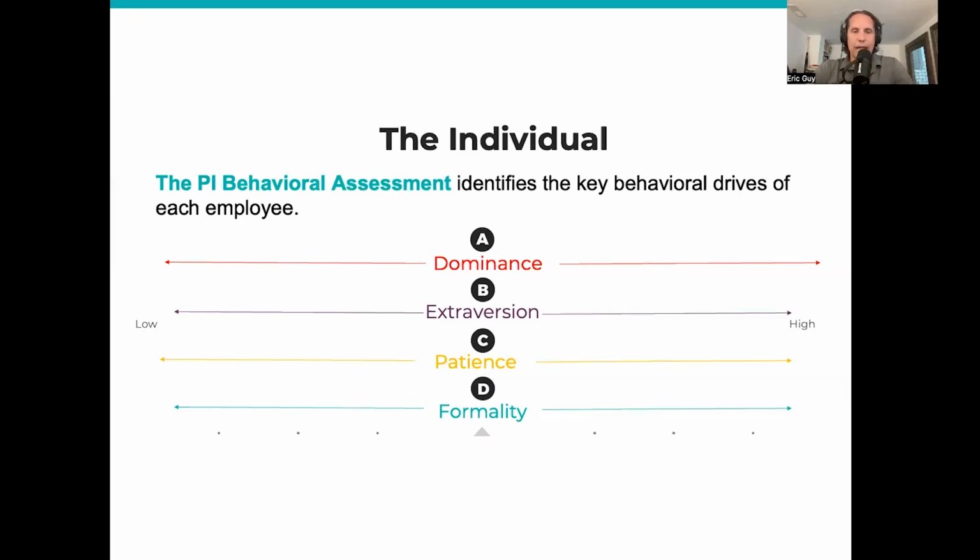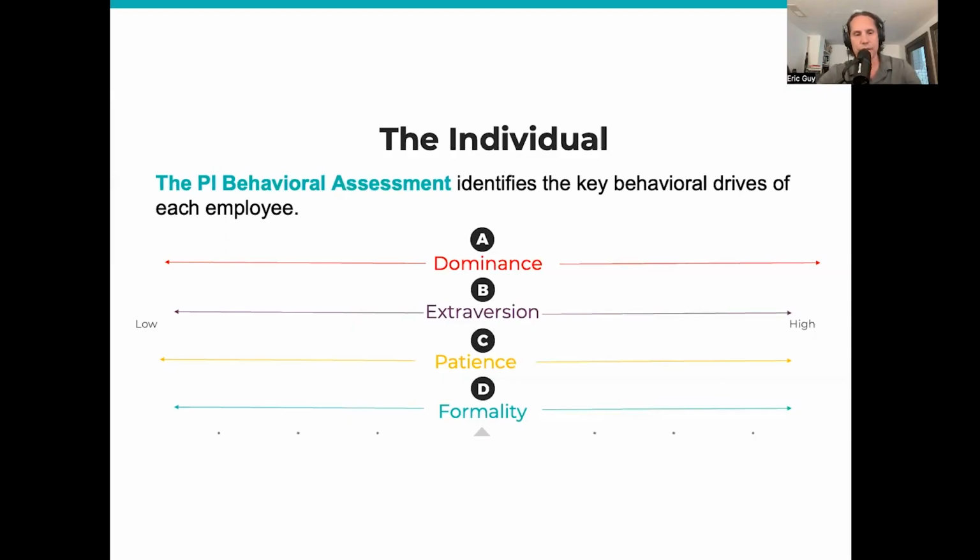Okay, and when we look at these things, looking at the individual, you break it up. Maybe think of it as different channels, but the four factors that PI measures: dominance, extroversion, patience, and formality. So when you're looking at a person, I want you to think of them as channels. The A drive, or that A factor, is the idea channel. So think about how people value and generate ideas.